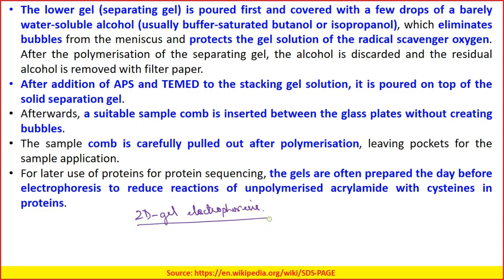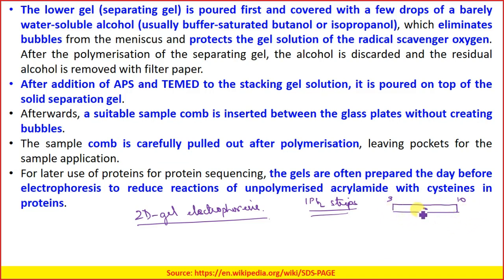In this 2D gel electrophoresis, in my last class I told you IPG strips are present. Now, what happens in the IPG strips? Suppose you have a mixture of proteins and you want to separate them. Suppose this IPG strip has a pH in the range of 3 to 10. So we add the sample over here and then we apply the potential across it.